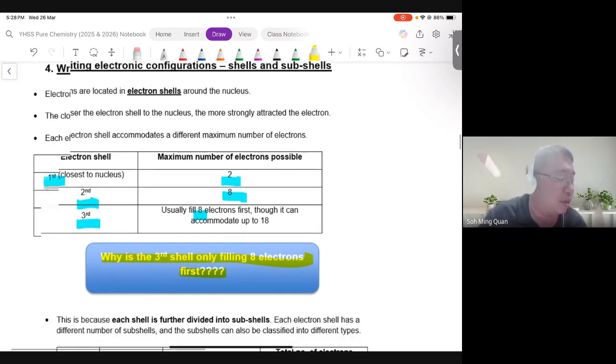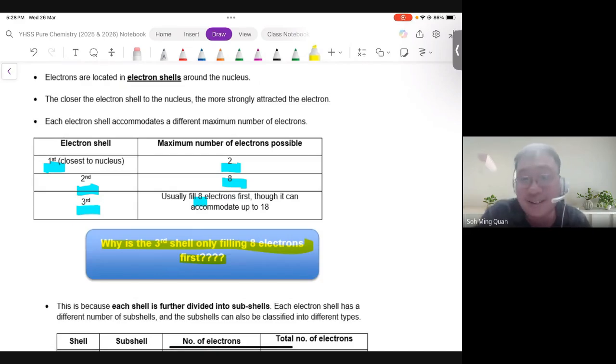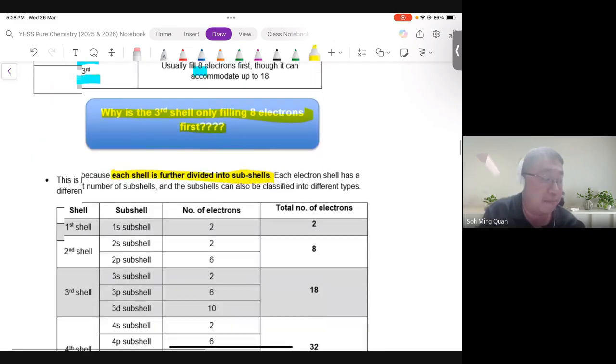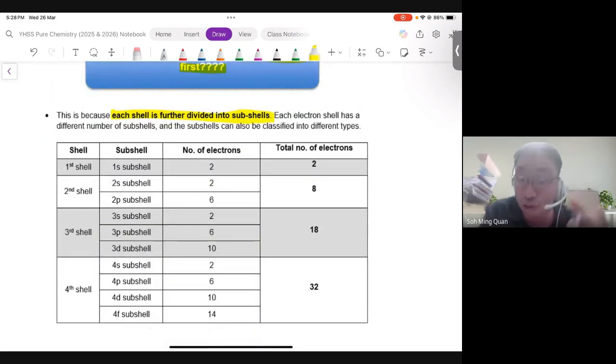The answer to this is, we need to understand each electron shell can be further subdivided. Each shell can be further divided into subshells. Now I'm going to bring you through the subshells for every single shell. So please stay with me on the next table. The next table is very crucial.